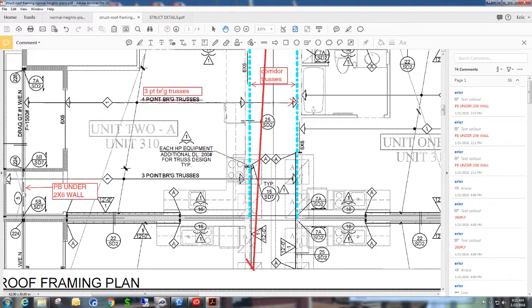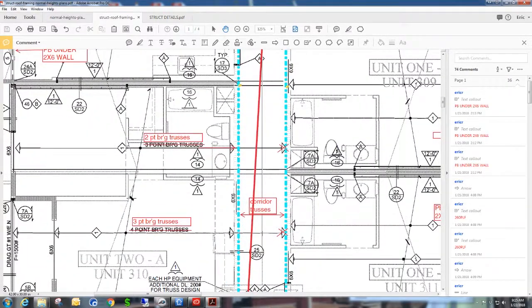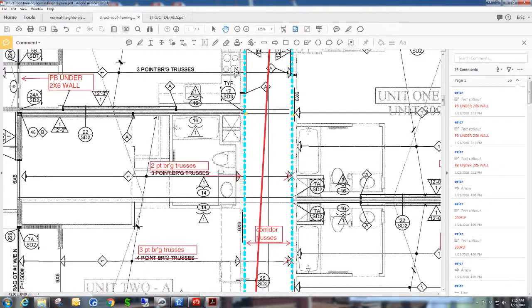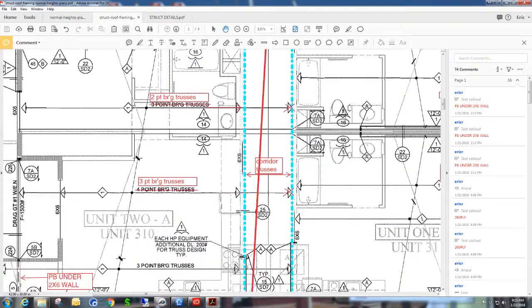Per Larry Larson's request, he asked that we put shear girders where these blue lines are being represented and turn the trusses to 2-point and 3-point where it occurs.